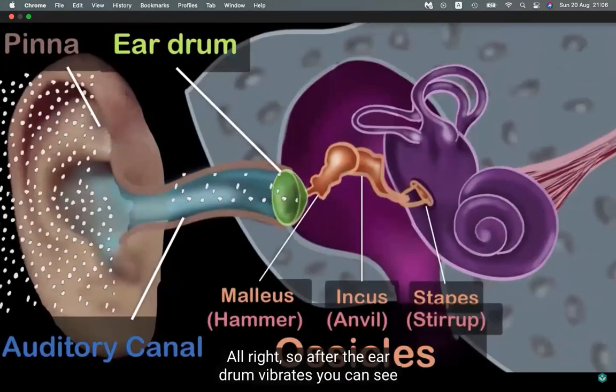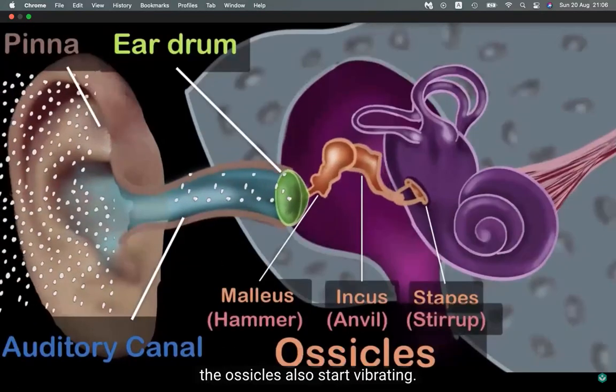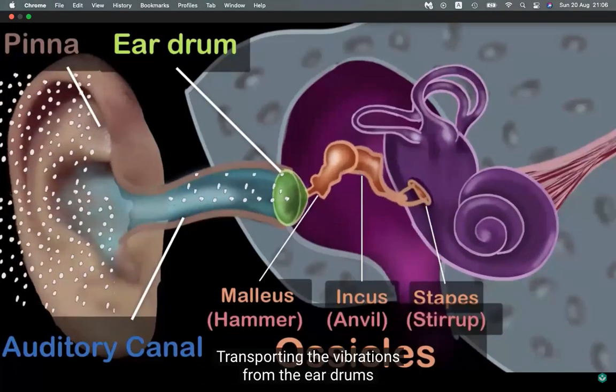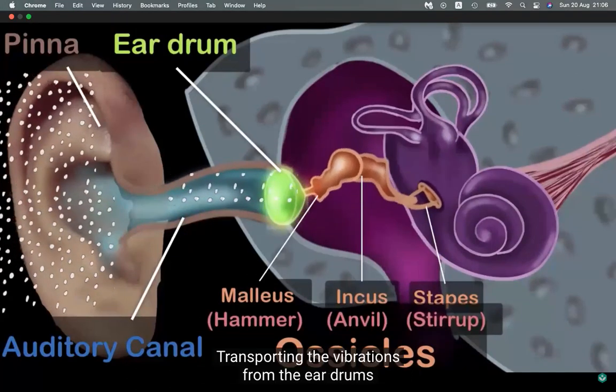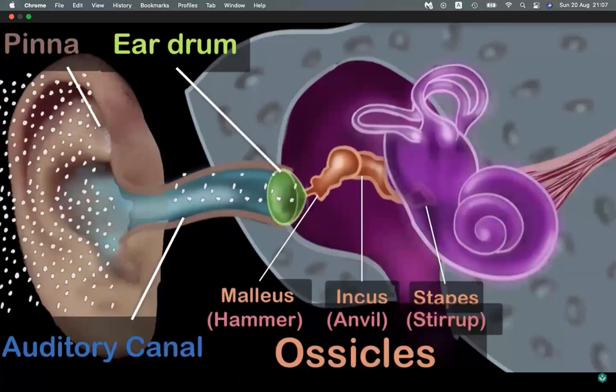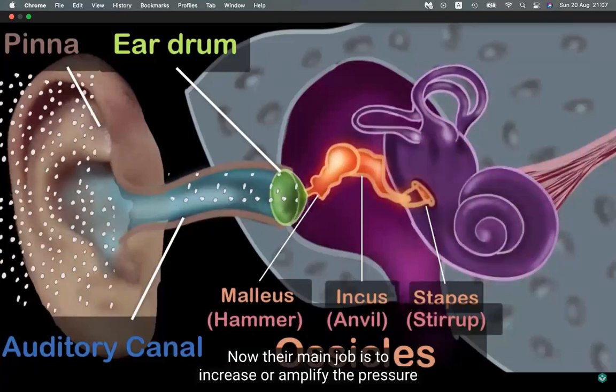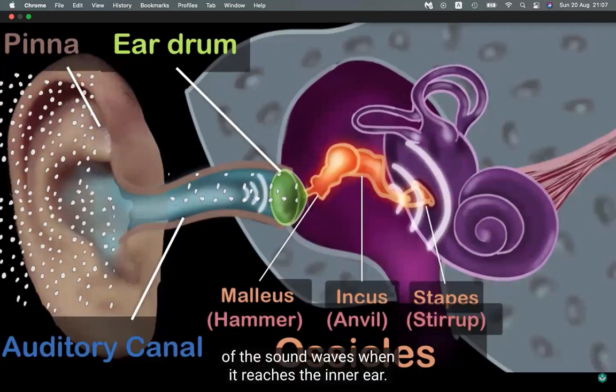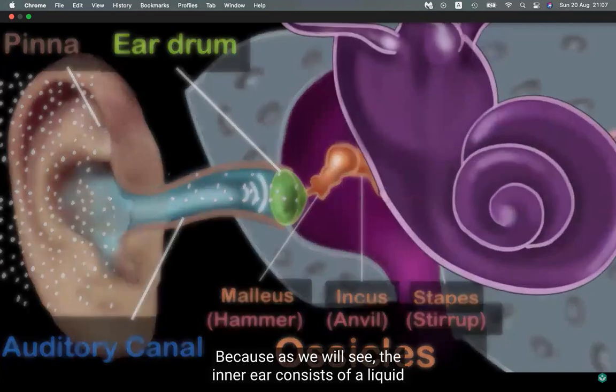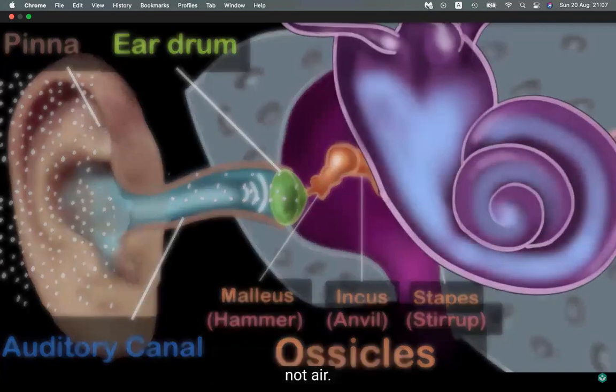All right, so as the eardrum vibrates, you can see the ossicles also start vibrating, transferring the vibrations from the eardrum to the inner ear. Now, their main job is to increase or amplify the pressure of the sound waves when it reaches the inner ear. But why do we need to increase the pressure of the sound waves? Because as we will see, the inner ear consists of a liquid, not air. So the vibrations must transfer into a liquid.